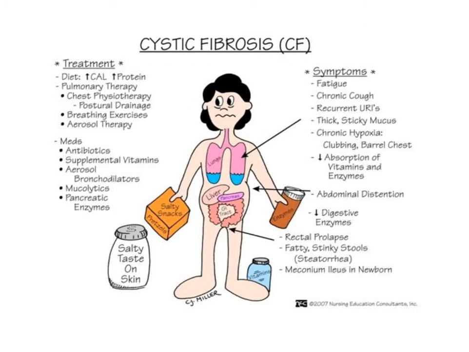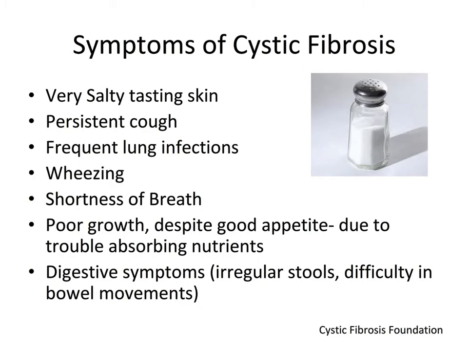Here's just a quick list of symptoms and treatments for CF, again from that same nursing resource that we've used before. Some of the more common characteristic symptoms of CF include the following: very salty tasting skin and sweat, just like we talked about, persistent cough and frequent lung infections, wheezing and shortness of breath, poor growth despite good appetite due to trouble absorbing nutrients, and digestive symptoms, including irregular stools and difficulty in bowel movements.